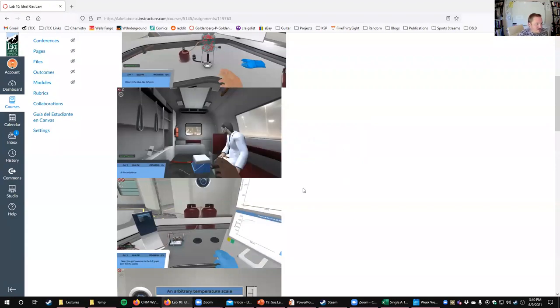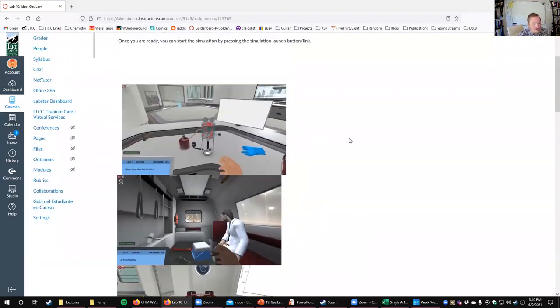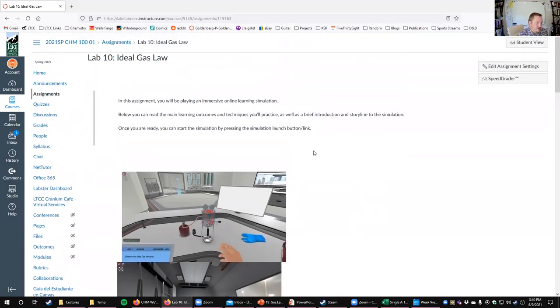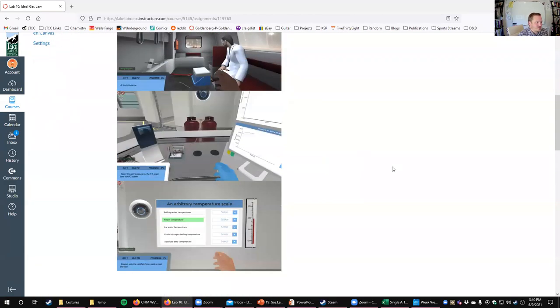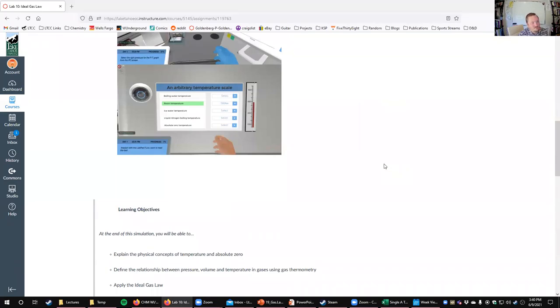But again, I believe it's mostly going to be drawing some graphs that are sort of like the ones that we looked at in class today. So it's going to have you predict what happens when you increase pressure, when you decrease pressure, what's going to happen to the volume, things like that. And it gives you a little bit of context, a storyline to it, although it's not super in depth or anything.